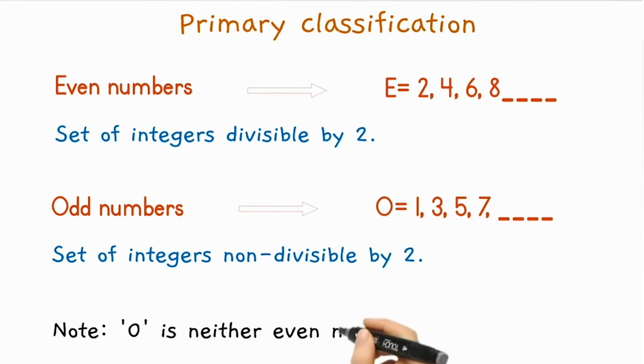Here we have a small note. 0 is neither even nor odd.